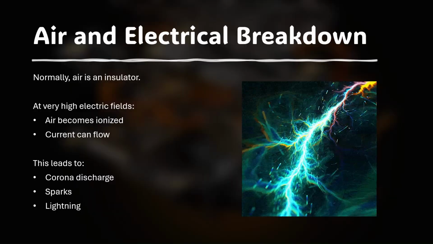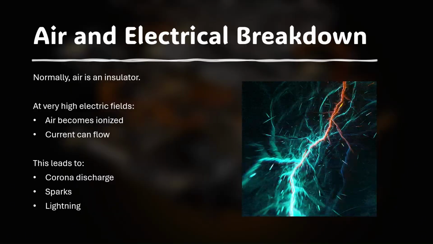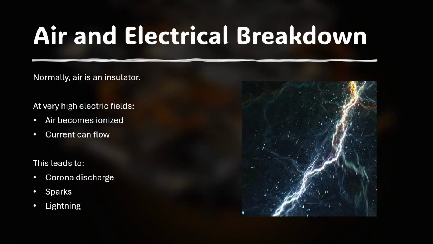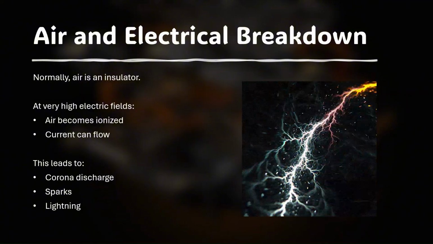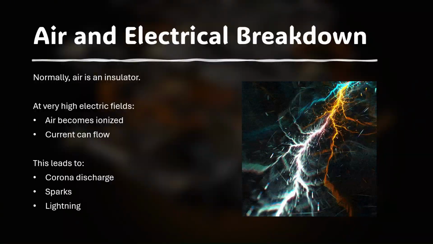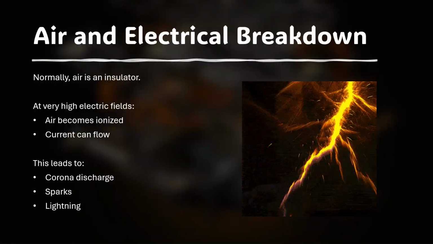Air and breakdown. Air is normally an insulator, but if the electric field becomes strong enough, air molecules can be ionized. This allows current to flow through the air, resulting in sparks, corona discharge, or lightning. Electrical breakdown occurs when the insulating property of air fails.